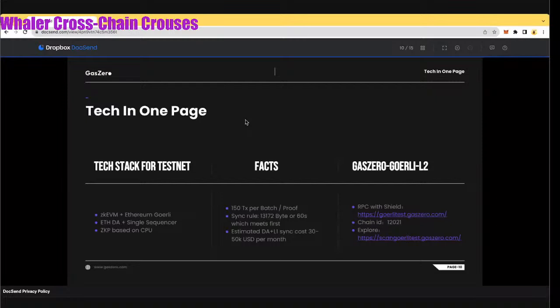So basically, 13,172 bytes of data are needed to start approving a transaction. If this amount is not coming, then you need to wait 60 seconds to approve the transaction. So if we have more transactions on the blockchain, then transactions will be faster and faster, because the first rule of 13,172 bytes will work. That's how it works. So I think the confirmation time can be about 2 seconds.